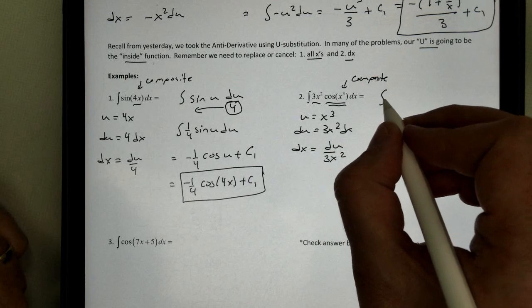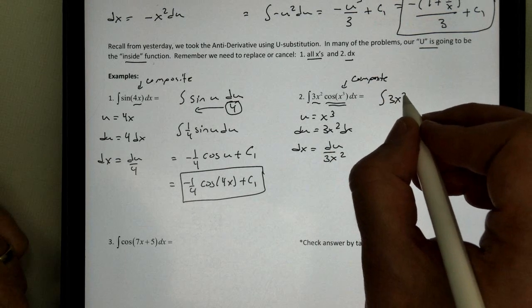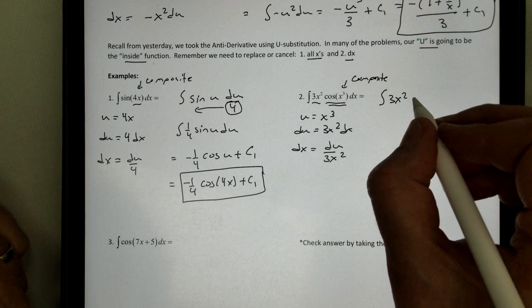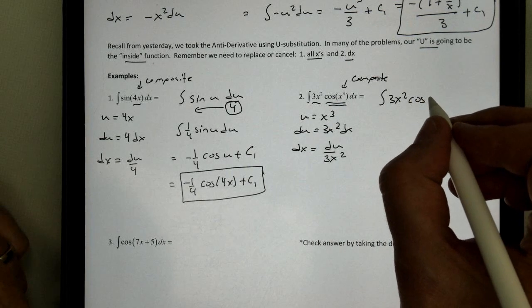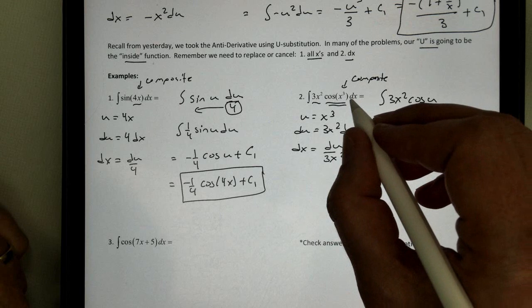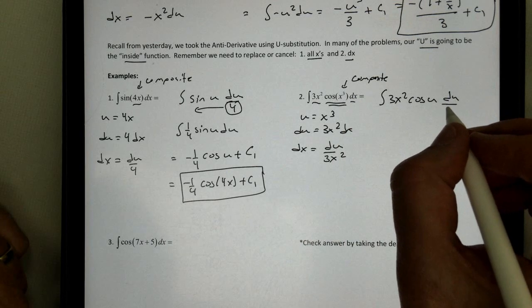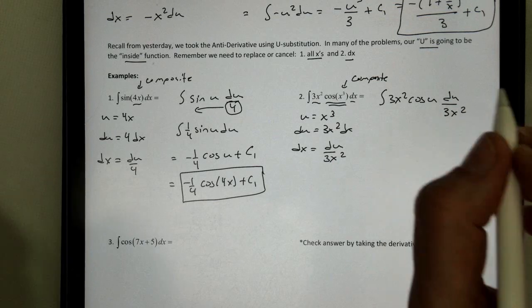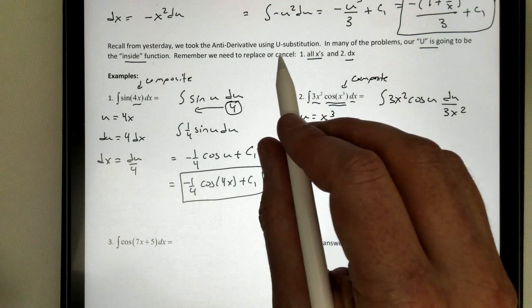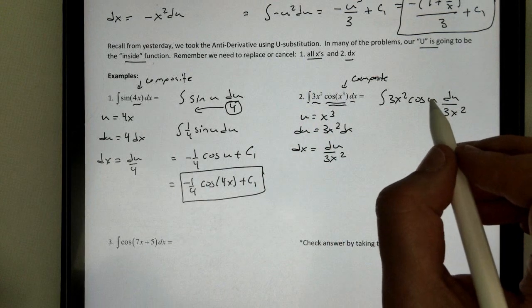So when we write this, we get 3x squared. Now that didn't cancel, but we'll talk about that in a second. We get the cosine of u, and dx, remember we're replacing it with this du over 3x squared. Now remember, we're either going to cancel or replace all of our x's. So we replace these x's.